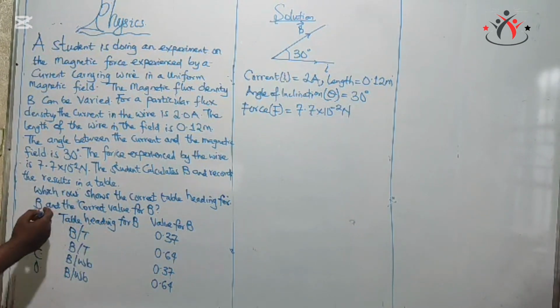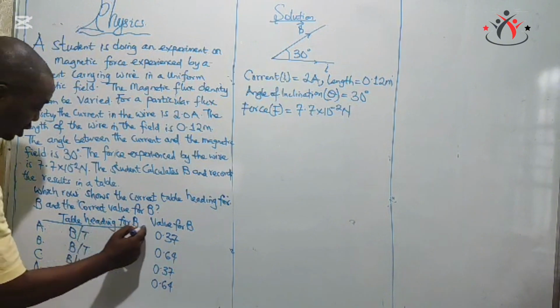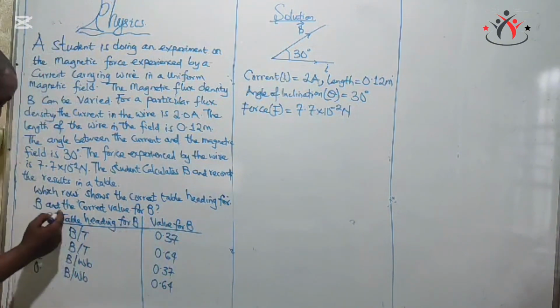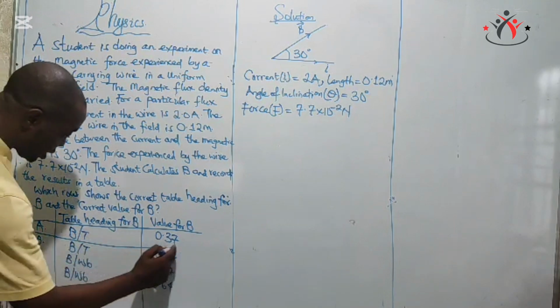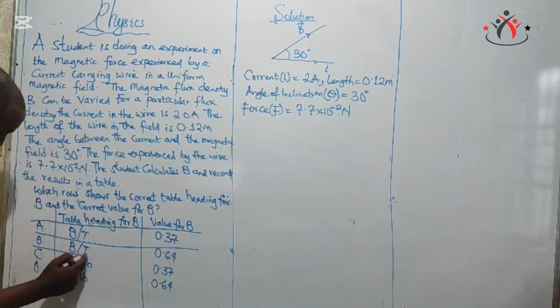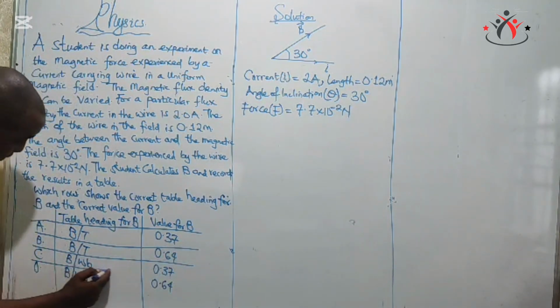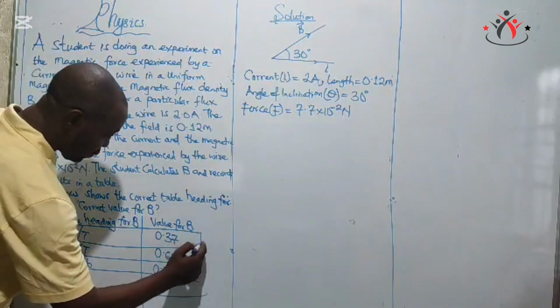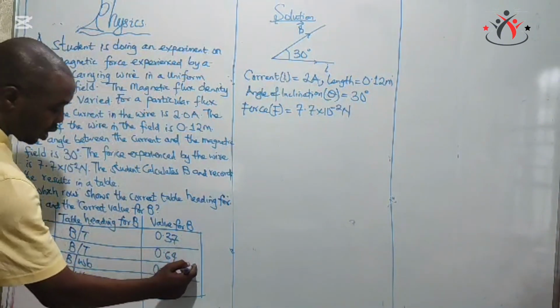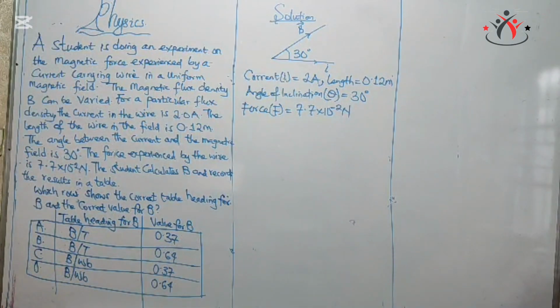So we have the table. One of these selected responses will be our answer.